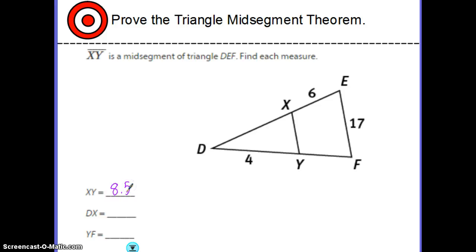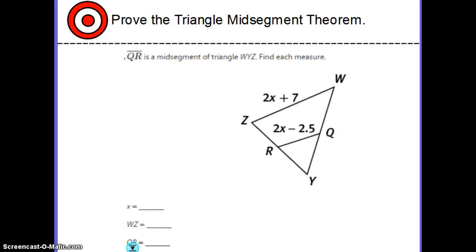Now here's an interesting question. What would be DX? Think about it. Remember that X is a midpoint of this side, if this is a mid-segment. So if this part is 6, that part would also have to be 6. I know it doesn't look like it, but it is. And same thing down here. If this part's 4, this part would also have to be 4. Remember, it's a midpoint, so it divides those sides in half.